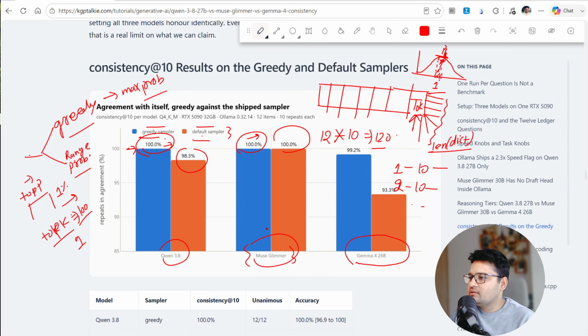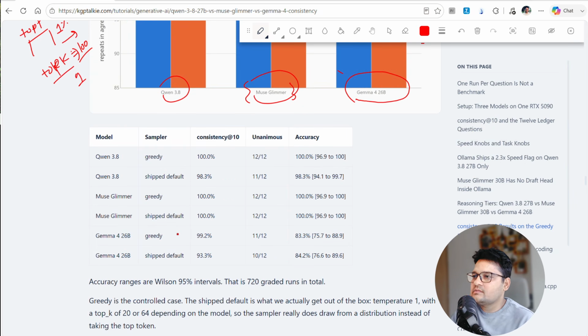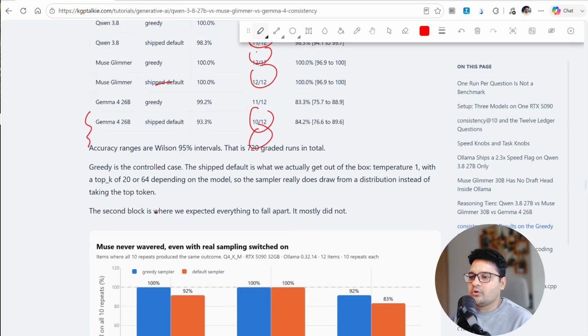The worst was the Gemma 4 26 billion model. When we use the default sampler, we get 93%. It seems like top K or top P was used in this particular case. Whereas if we use the greedy sampler, then we get 99.2%. Basically, you can see the result here: 12 out of 12 passed with the greedy one. With the default one, there is a little bit of an issue. Again, in Gemma 4, there is some problem.